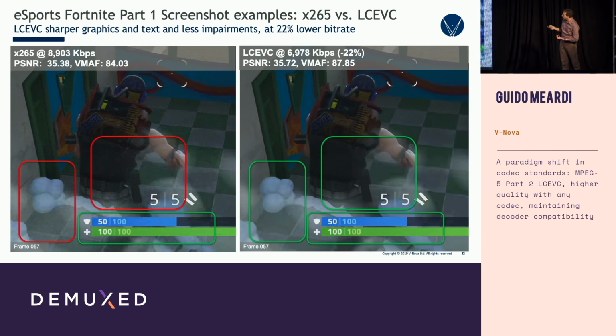And again, also looking at the actual pictures, it's a similar story. You see on the bottom left, there are impairments in fast-moving scenes that are not present in the LCEVC encodes because they can focus more bits per pixel, and they can correct impairments of banding and blocking. And at the same time, there are more details, more sharpness in things like text or specific details, despite, in this case, a 22% lower bitrate.